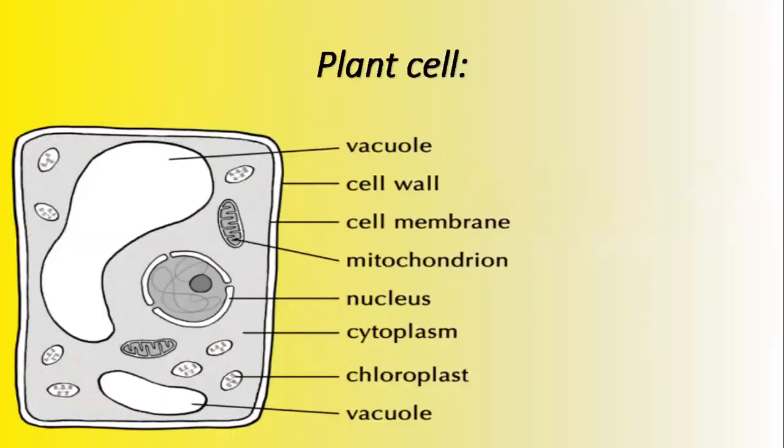Now, today's topic is plant cell. A plant cell consists of vacuole, cell wall, cell membrane, mitochondria, nucleus, cytoplasm, chloroplast, and another vacuole which is small in size.